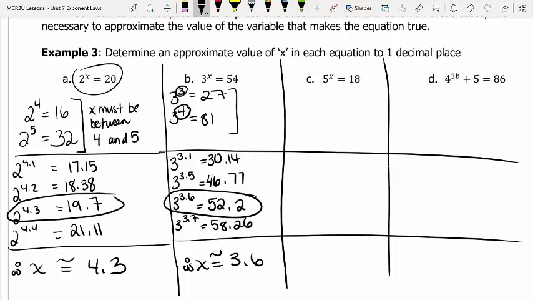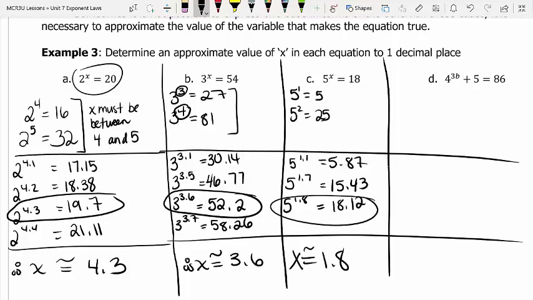Okay, pause the video, try part C on your own, and then check your answer with me when you think you have it. Okay, so there's your answer, x is about 1.8. Okay, last one, part D.